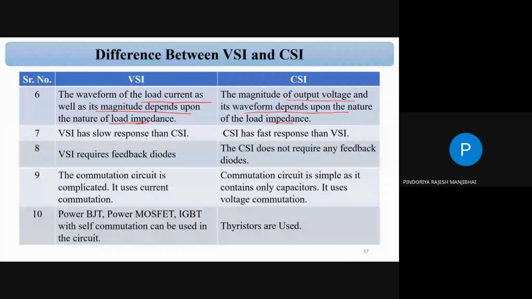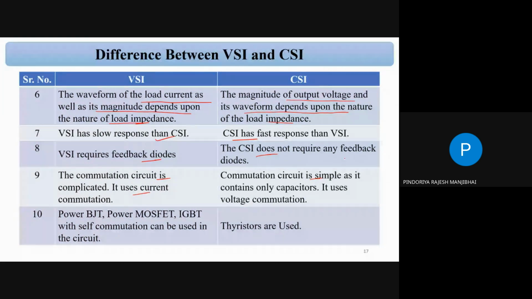VSI has a slower response than the CSI, and CSI has a faster response than the VSI. VSI requires the feedback diode because it is a voltage source inverter, but CSI does not require any feedback diode because it is a current source inverter, and that gives the fast response. Okay. The commutation circuit is complicated. It uses current commutation. While designing the VSI, we require the commutation circuit to operate switch 1 to switch 3. Correct? So it is complicated. But in the case of the CSI, it is a simple circuit. Correct? Because there is no feedback diode.